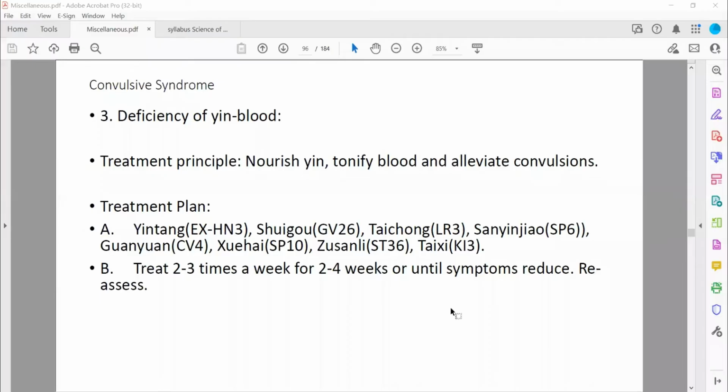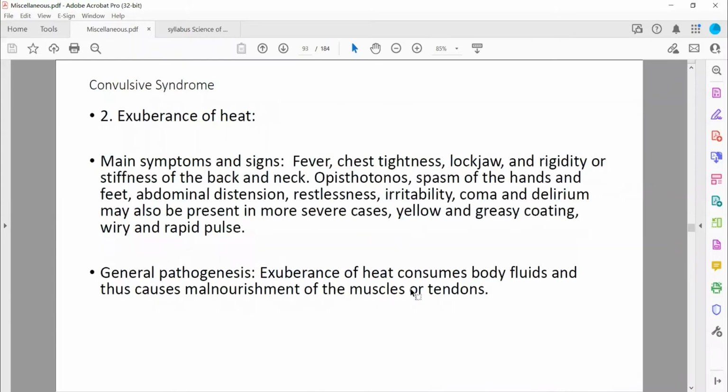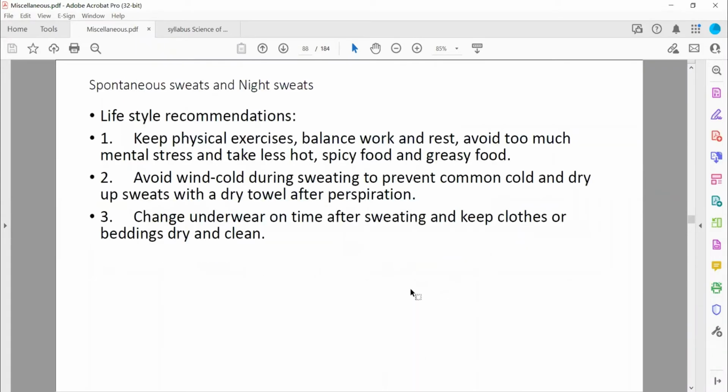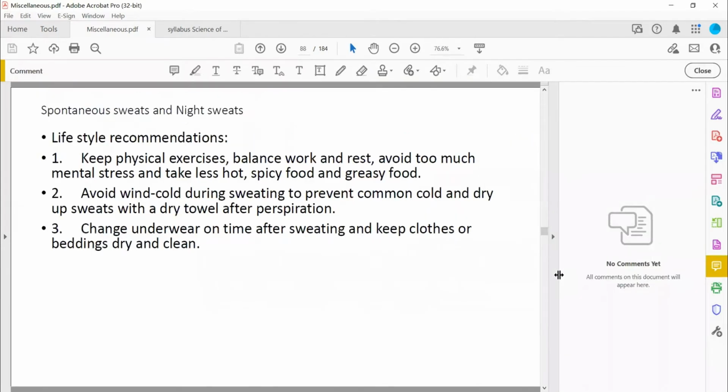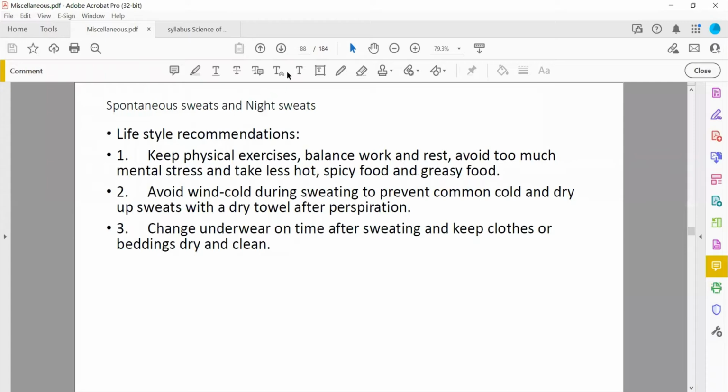上节课我们we finished the sweating, right? Sweating, and still remember the combination, the pair points for the sweating. We list the 3 pairs of points for the sweating. You remember? So spontaneous sweating, right? And night sweating.